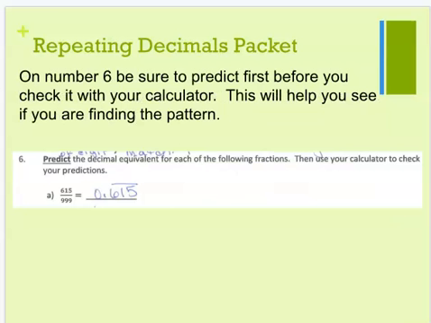When you get to number 6, this is where you're going to predict. So you should have noticed some patterns up until this point. So now you're going to use your calculator to check your predictions. So first make your prediction, then check it with your calculator. If you want to keep track of whether you get it right or not, that's totally fine. I won't take off points for that. So predict first, then check it with your calculator. That will help you make sure you're understanding the pattern.